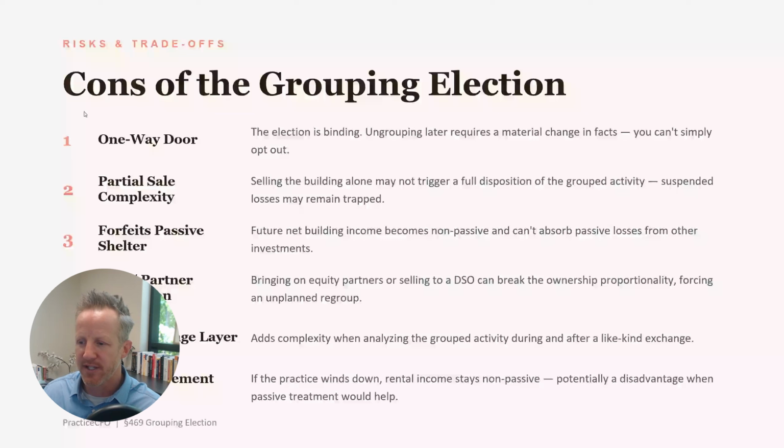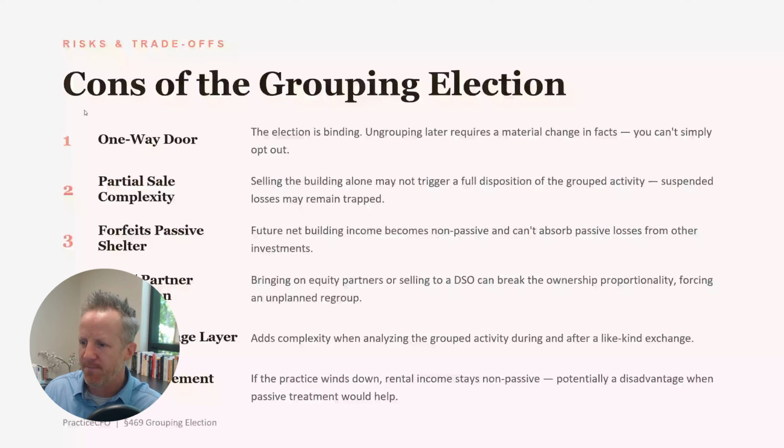And lastly, number 6, semi-retirement trap. If the practice winds down, rental income stays non-passive, potentially a disadvantage when passive treatment would help. So what I mean by that is, if you slow down in your practice and you go from taking home 500,000 a year to taking home, I don't know, I'll accentuate here, $50,000 a year, now you don't have a lot of income in your S corporation. Now, maybe your building, you've owned it for 10 or 15 years, and the market rate rent is just a lot higher. It's making really good cash flow now. You've run out of your depreciation, and so there's a very high taxable income now in your building that you have.